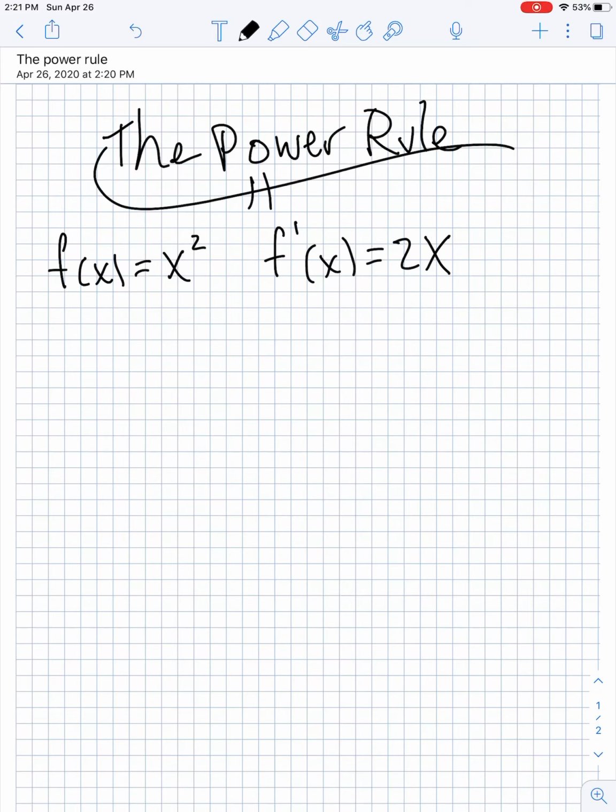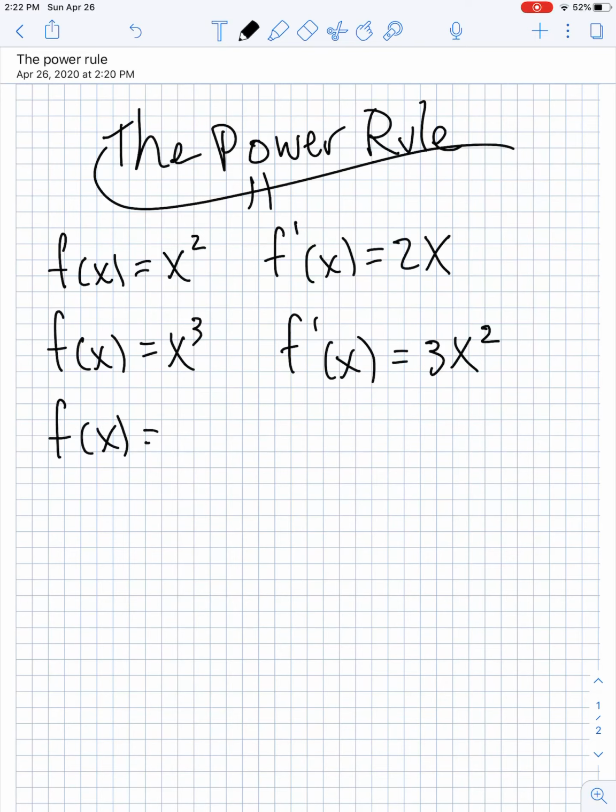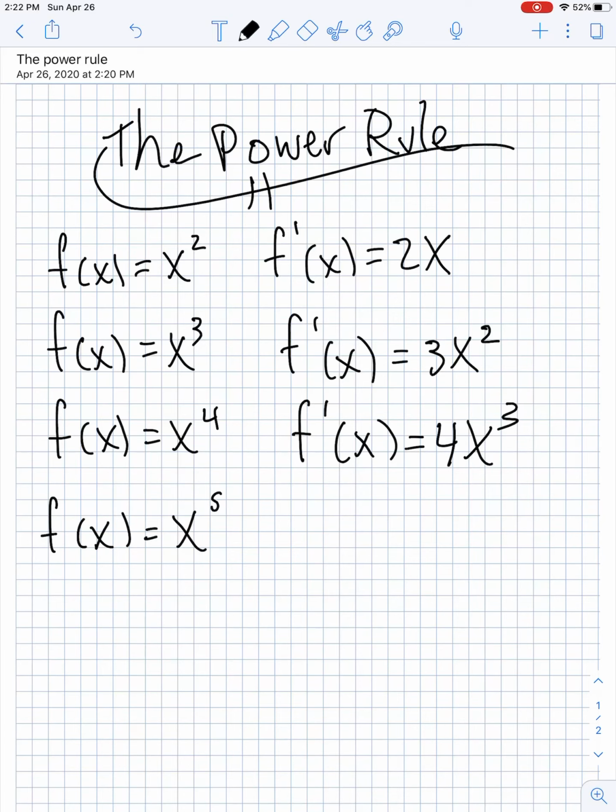If you had done the limit definition with a different function, like x cubed, the derivative of that function would be 3x squared. If we had done x to the fourth, then the derivative would have been 4x cubed. Are you guys seeing a pattern emerging? For instance, could you predict what the derivative is going to be of x to the fifth?